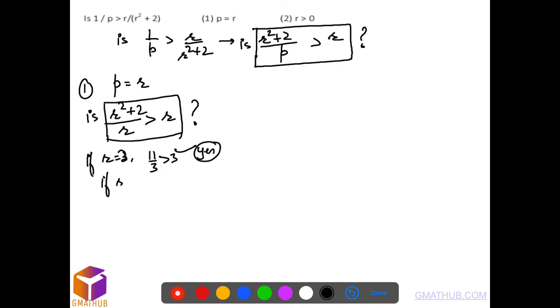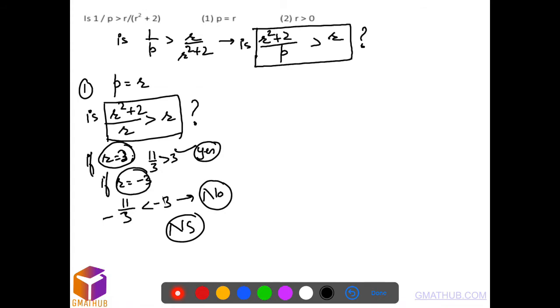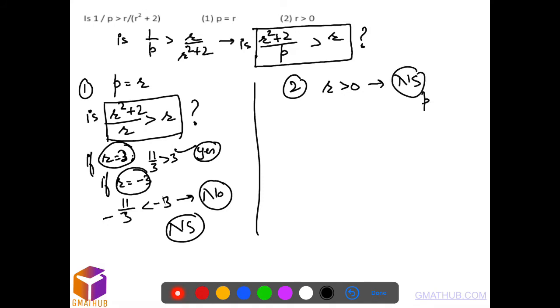Let's say if r is equal to negative 3, so this will become 11 by negative 3 less than negative 3, answer would be no. So it's not sufficient. R could be positive, r could be negative, we'll get different answers. Second statement, r greater than 0. This alone is not sufficient because it doesn't tell me anything about p.